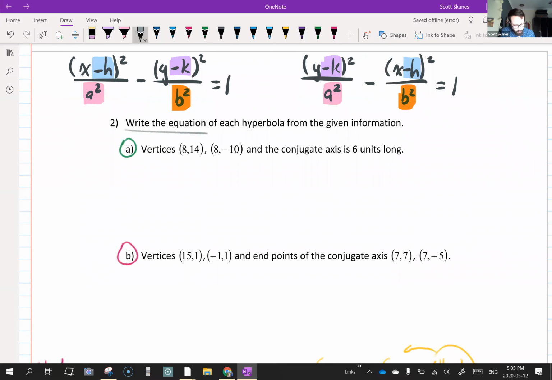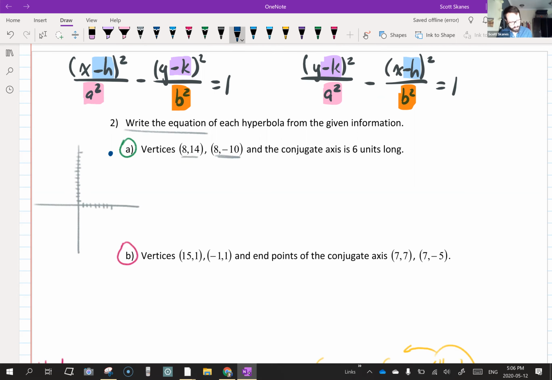Okay, what are we given? Read the question carefully and make sure you know exactly what you've been given. So in this case, we've been given vertices at 2 coordinates. Right away, if I don't graph this, if I don't make a sketch, I'm not going to get anywhere with this. So let's make a sketch. 8 and 14. 1, 2, 3, 4, 5, 6, 7, 8, and 14. 1, 2, 3, 4, 5, 6, 7, 8, 9, 10, 11, 12, 13, 14. So that's a vertex.